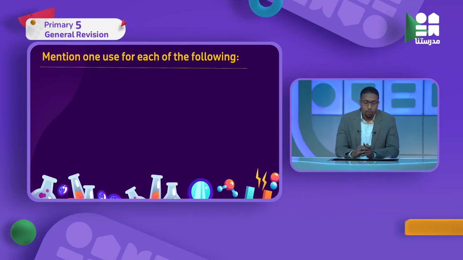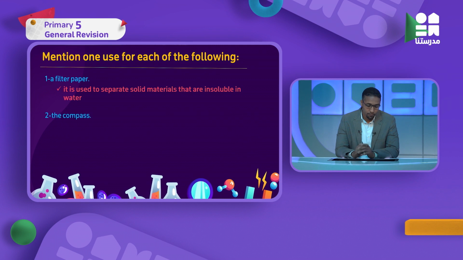Mention one use for each of the following. Filter paper. We use filter paper in what? We use filter paper in separating solid materials that are insoluble in water. We separate solid from liquid material. The solid is insoluble in water like sand and water. So we use filter paper.